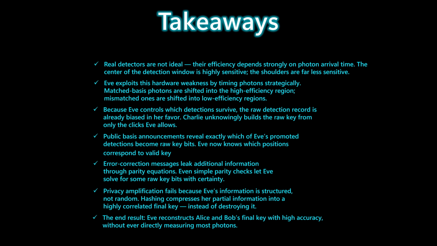Finally, privacy amplification fails in this setting because Eve's knowledge is not random noise. It is structured and aligned with the way hashing works. When Alice and Bob compress the raw key to produce a shorter final key, Eve's partial knowledge is compressed in the same direction, giving her a highly correlated copy of the final key. The bottom line is this: by manipulating timing alone, Eve can reconstruct Alice and Bob's final key with high accuracy, without ever touching the detector or directly measuring most of the photons.